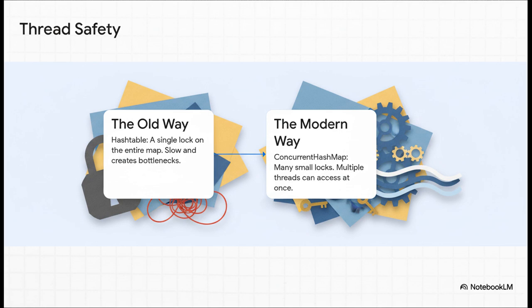The way this problem was solved over time is actually brilliant. The old way, using a class called Hashtable, was like having a library with only one master key. Only one person could be in the entire library at a time. You can imagine the bottleneck. The modern way, ConcurrentHashMap, is like giving out separate keys to every single aisle. Multiple people can read and write all at once, as long as they're not in the exact same spot.